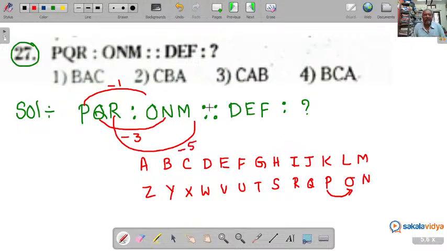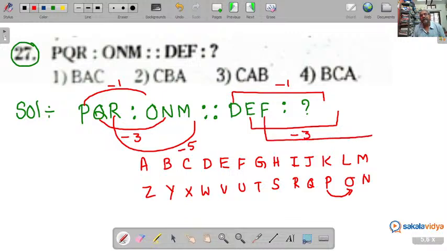So in the similar manner, actually see, D is for 1 step backwards, E is 3 steps backwards, F is 5 steps backwards. So from D 1 step back, that is actually C, you will be getting C. Yes, first letter is C. First letter start with C means the first option eliminated, BAC, fourth option eliminated, either second or third option. Two options are left over here. So this is called elimination process.